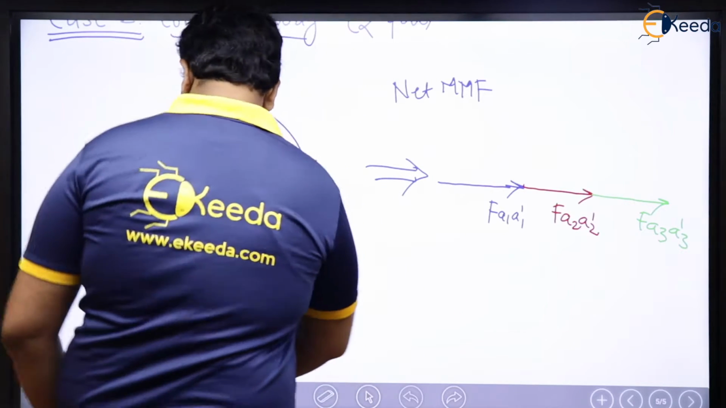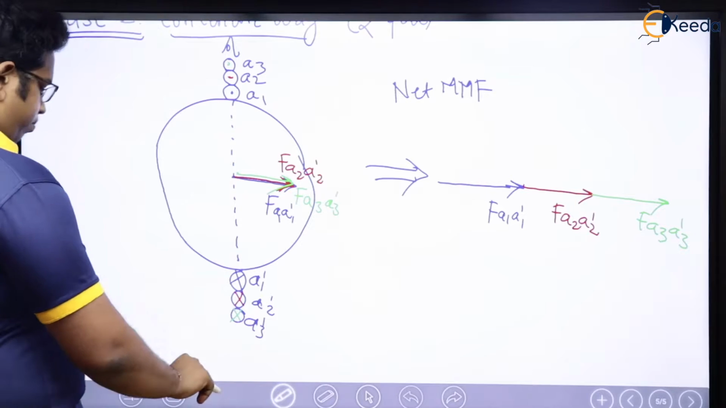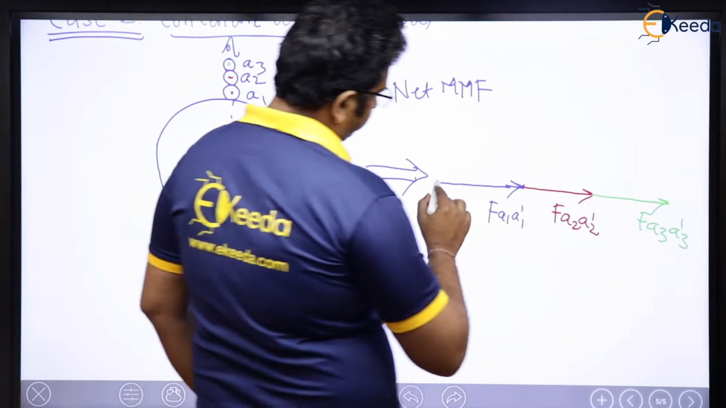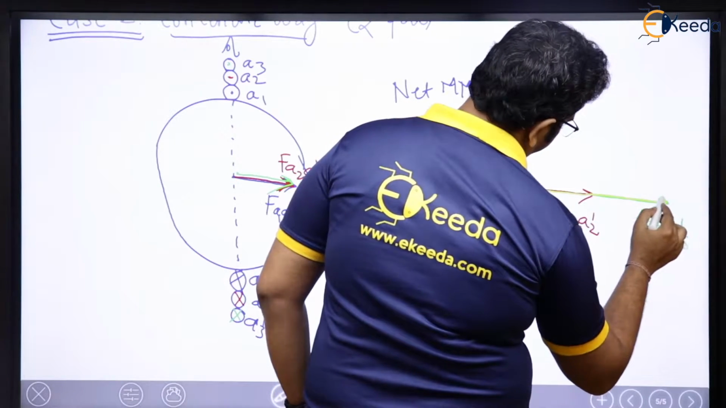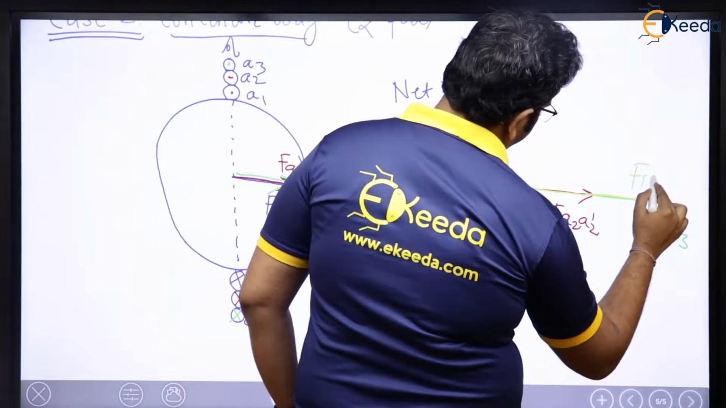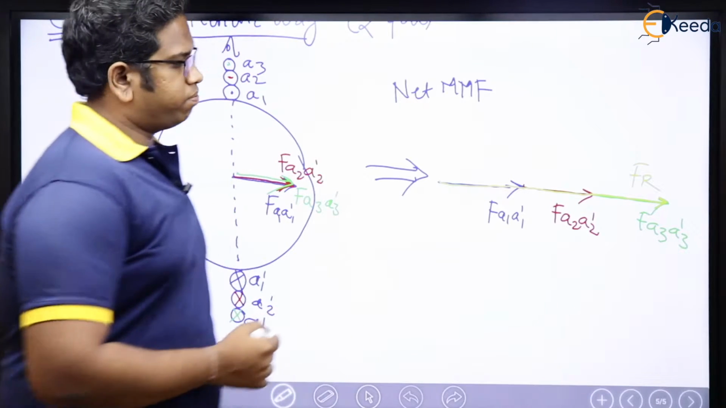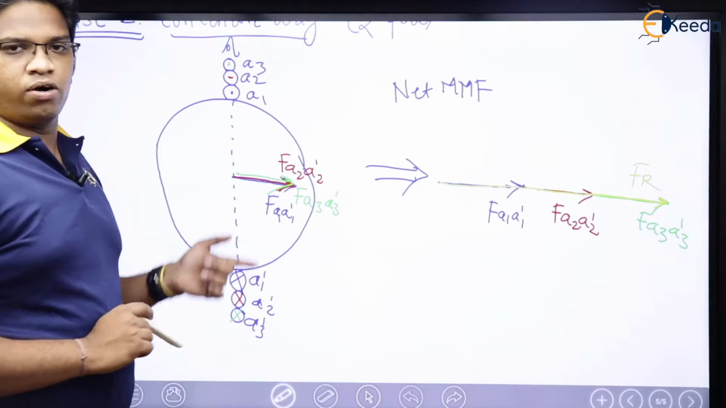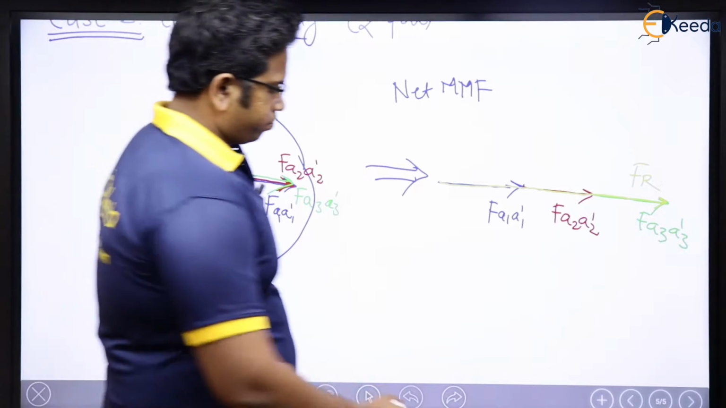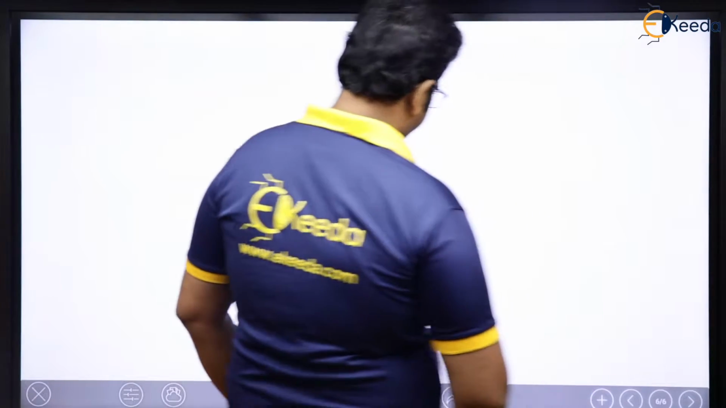And so how is the resultant? So how is the resultant, sir? Resultant is going to be this one. This complete one is going to be this way. FR is going to be the resultant MMF because of concentric winding. Now let us think of distributed winding. This was case 1.